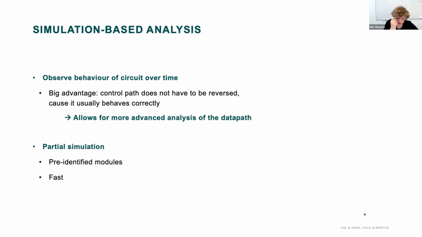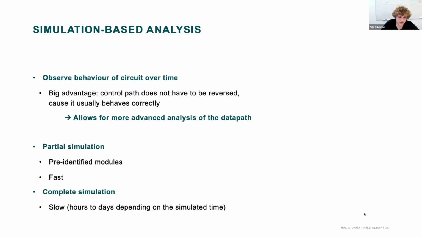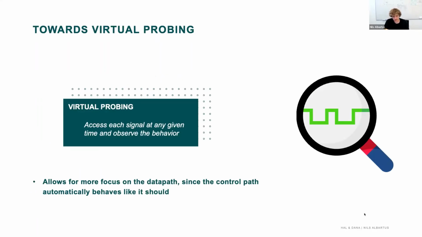And we allow in HAL for partial simulation. So you can, for example, only simulate pre-identified modules, which is much faster, or you can simulate your entire netlist, which of course might be slower since your netlist has thousands of gates in it. So this can take hours to days, depending on how big your netlist is. We've been calling this virtual probing because it allows you to access each signal at any given time and observe how it behaves.